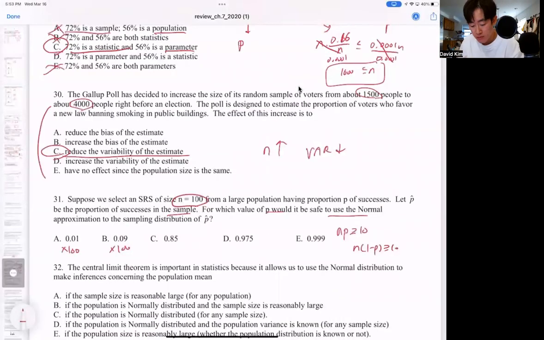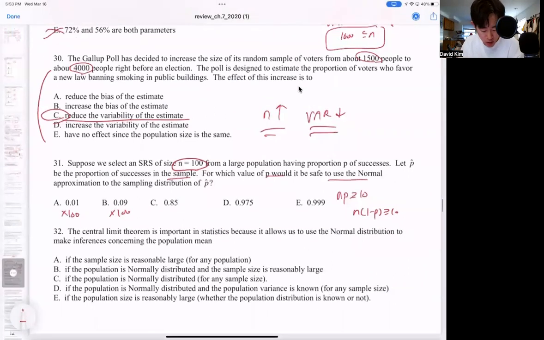So 30, as I said, it was C because the variability decreases. So 31, we are going to multiply both of these proportions by n, but what you get is that this is just 1 and this is 9. They do not satisfy the rule of large counts. Therefore, we're going to eliminate A and B due to that reason. Now, D and E also we're going to eliminate because of this criteria.